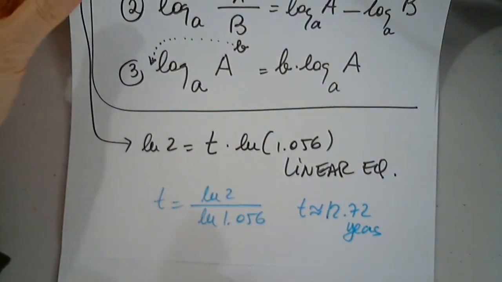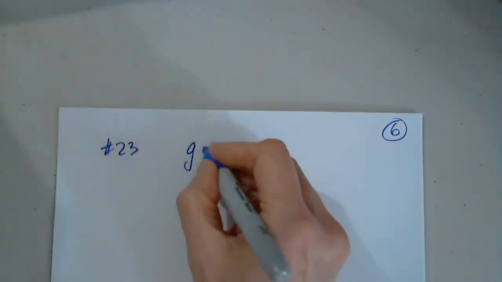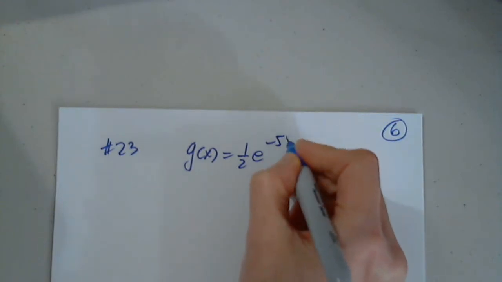Have you chosen any problem from the previous ones, differentiating, or do we continue? Anyone? Anyone? Could we do 23? Yes. So 23. I see it. Is it the 1/2 e to negative 5x? Yeah. Very good. So g of x, 1/2 e to negative 5x.